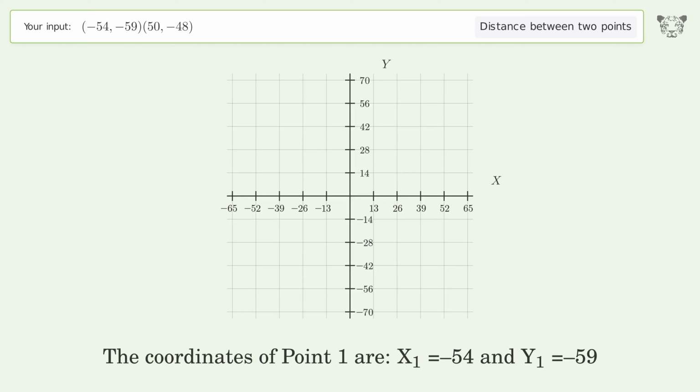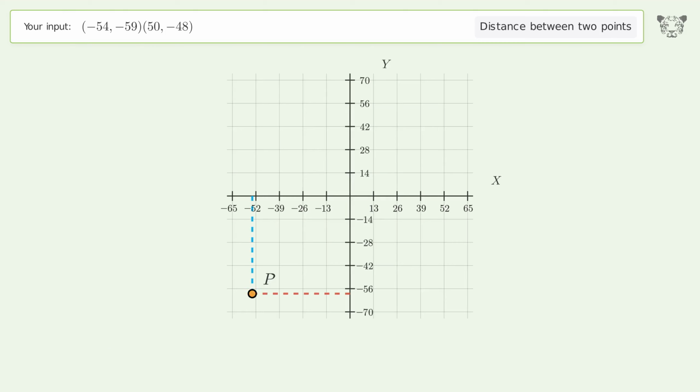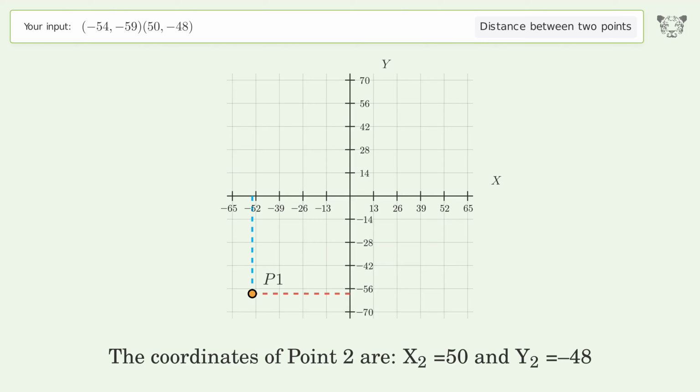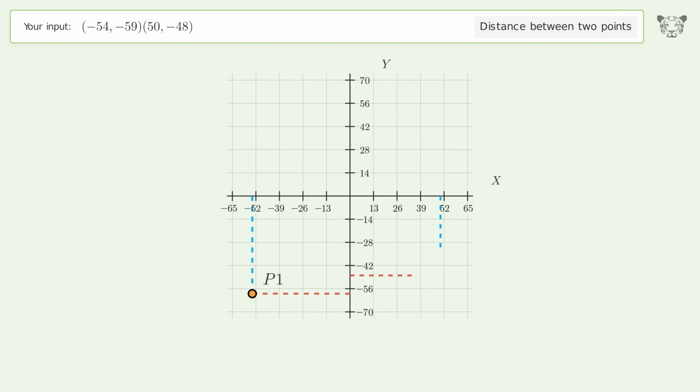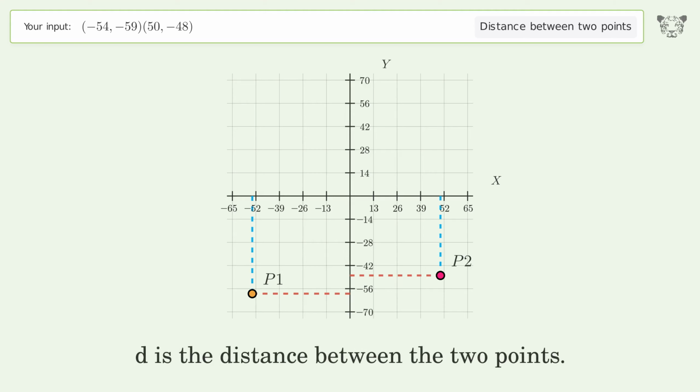The coordinates of point 1 are x1 equals -54 and y1 equals -59. The coordinates of point 2 are x2 equals 50 and y2 equals -48. D is the distance between the 2 points.